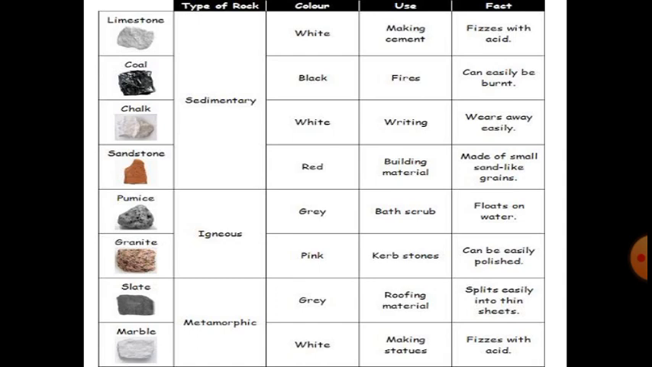Then we have slate. Slate is gray in color and is used for roofing sheets. We use it to roof our houses. Then marbles are also white in color and they are used in making what? Statues. And these two examples are metamorphic rocks. Now, if you take a good look at the types and the examples and the uses of rocks, you will discover that we make use of rock in our everyday life. So rock is what? Important.